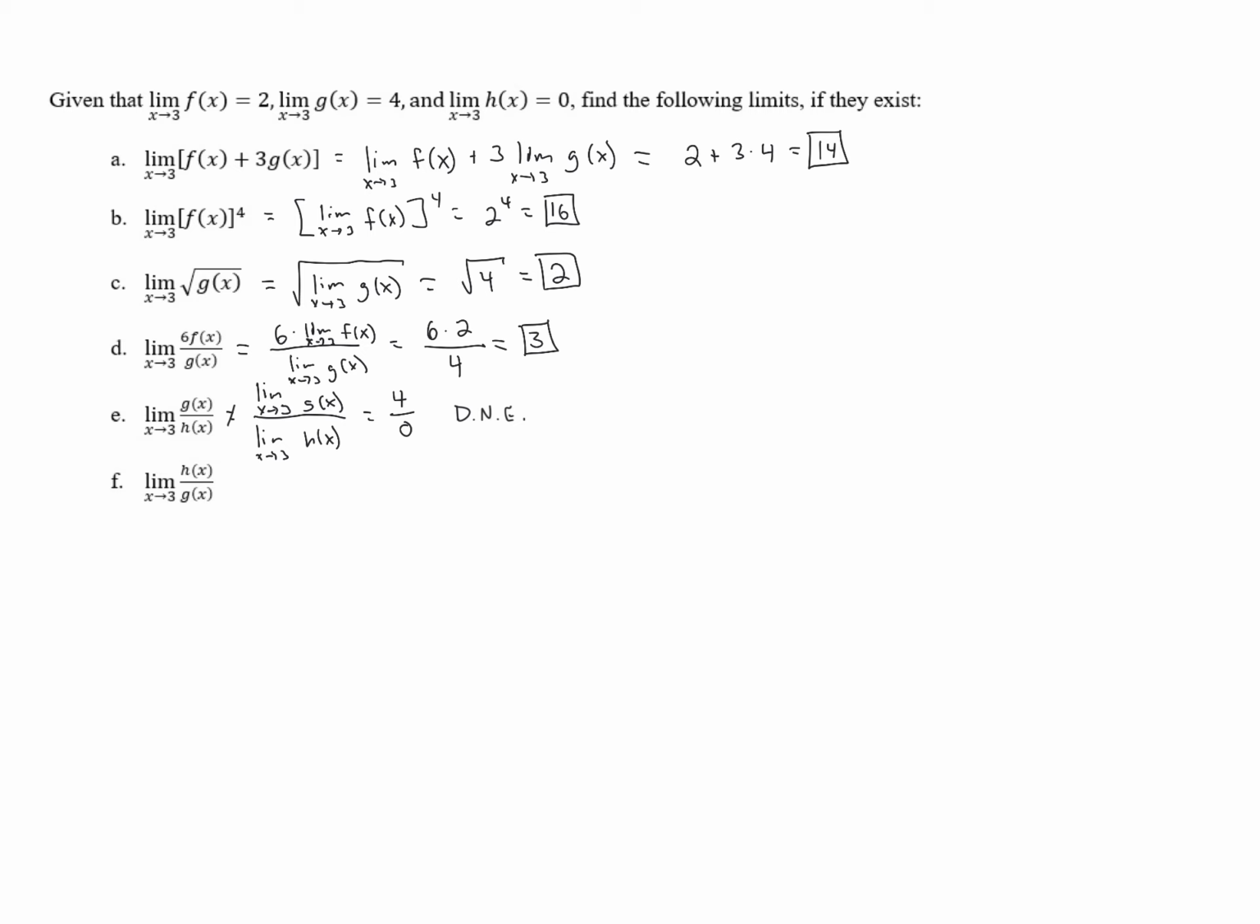And then we've got one more, and I'm going to write it down here to give myself a little bit more room. So this is going to be the limit as x approaches 3 of h of x over the limit as x approaches 3 of g of x, and that's going to be 0 over 4, and that we can divide. 0 divided by 4 is 0. So the limit there is just 0.